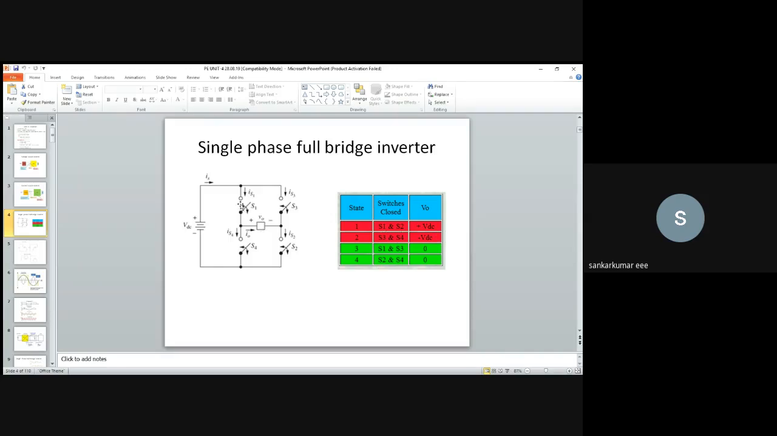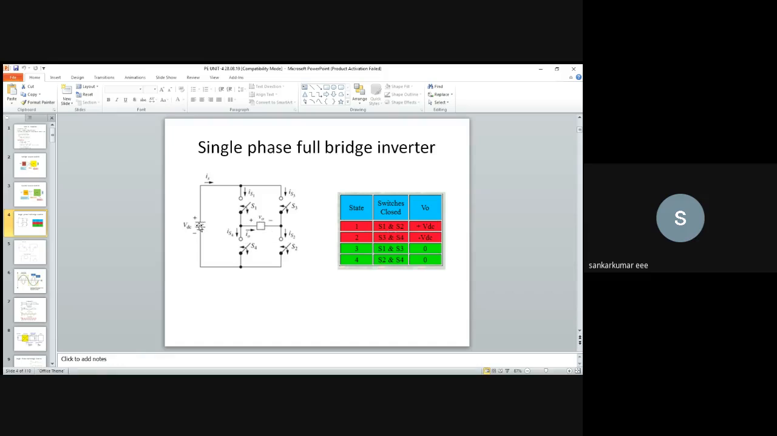Here we mention each as a single throw switch, and it can be any of the power electronic devices. It can be an IGBT, or for medium power applications, it can be a MOSFET. For simplification, we mention it as a single throw switch. For the first combination, we can turn on any two switches. In the first case, we take S1 and S2, so S1 and S2 are closed.